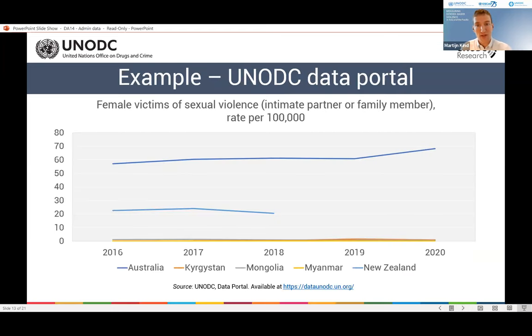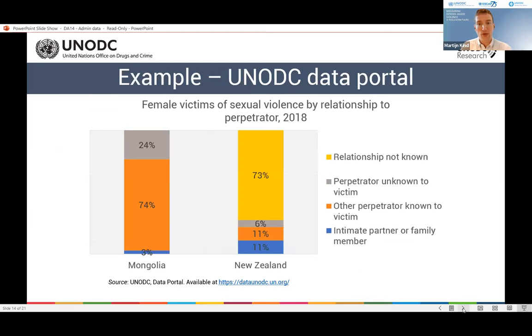I am running a little low on time, so I'll skip this example. But the next example, I can show you that through administrative data, we can also get a better idea of the kind of perpetrators that commit this kind of violence. We have two data examples here from our own CTS data collection from Mongolia and New Zealand. And you can get a better idea of what is the relationship between the victim and the perpetrator.